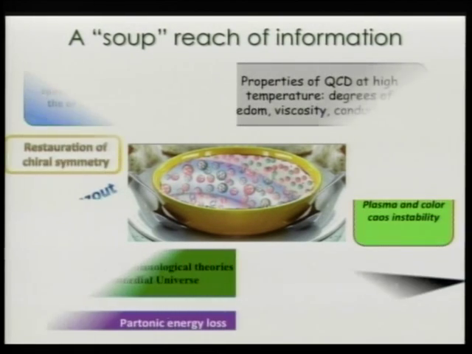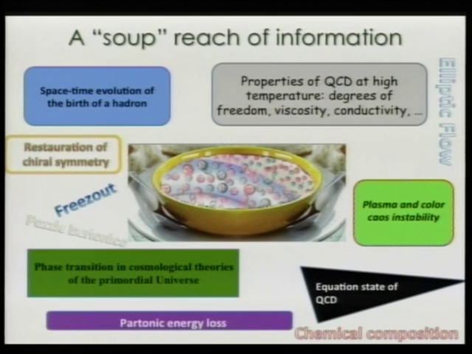So this soup is really rich of information. Of course, I cannot enter into all these details. We have a space-time evolution of the birth of hadrons, all the QCD phases, plasma, color, Gaussian instability. So everything is able to identify, everything is able to define what happened at the beginning of the universe when the strong force was created, when the quarks and gluons were created, ready to form new particles. But they are too specific to discuss in this lesson.